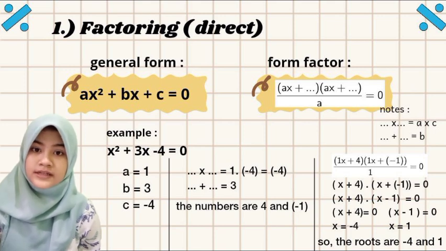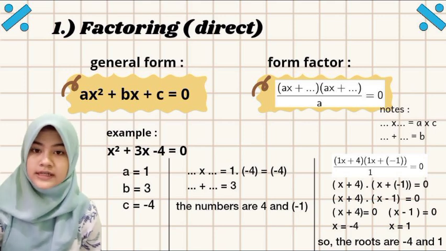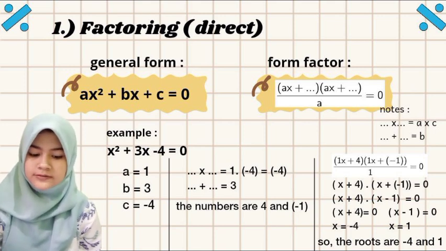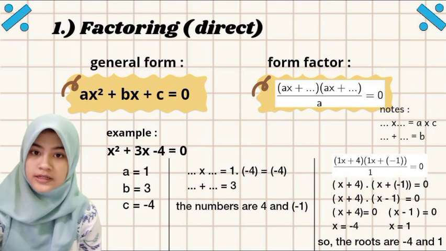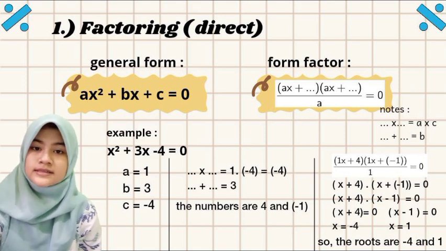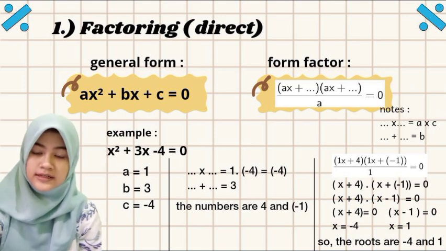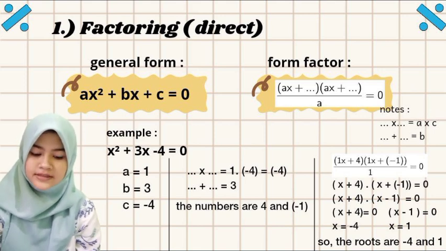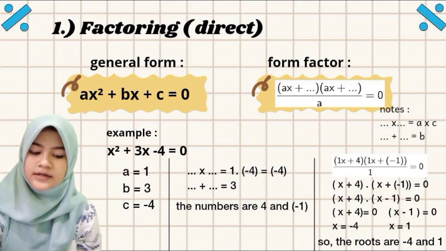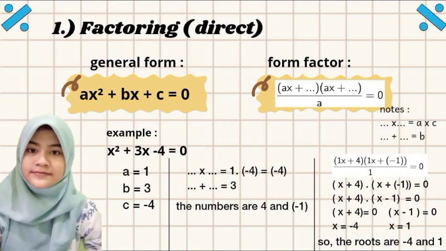So, we can find 2 values of x in this quadratic equation. The first one is x plus 4 equals 0. x is minus 4. And the second, x minus 1 equals 0. So, x is 1. So, the roots are minus 4 and 1.